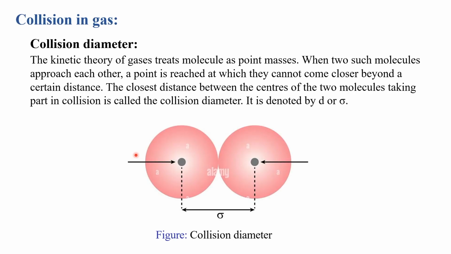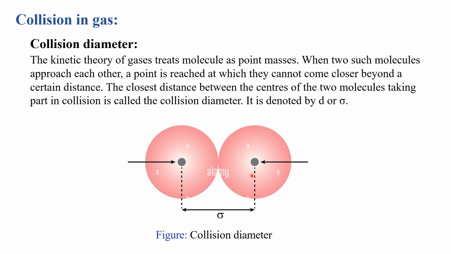That I just discussed. Next, we discuss collision in gas, and we will calculate collision diameter. The kinetic theory of gases treats molecules as point masses. When two such molecules approach each other, a point is reached at which they cannot come closer beyond a certain distance, like this. So one particle is this, another particle is this. The closest distance between the centers of two molecules taking part in collision is called the collision diameter. So this is the closest distance. It is denoted by d or sigma.